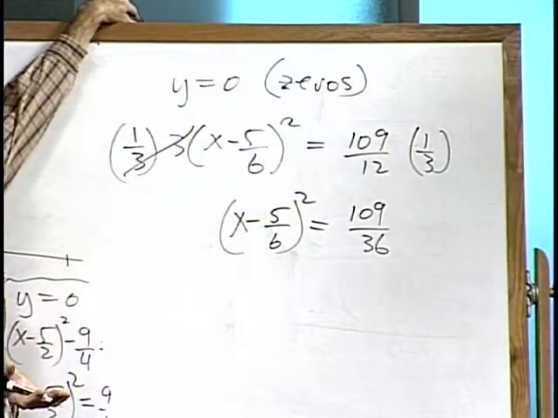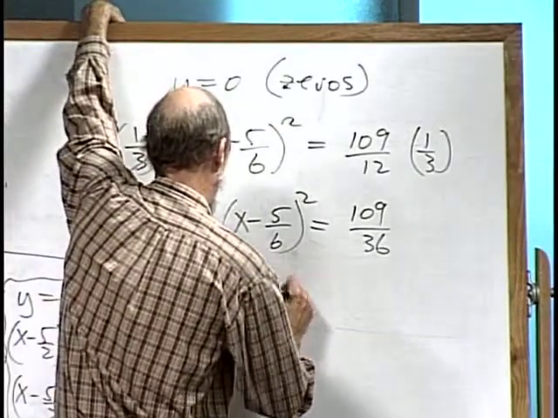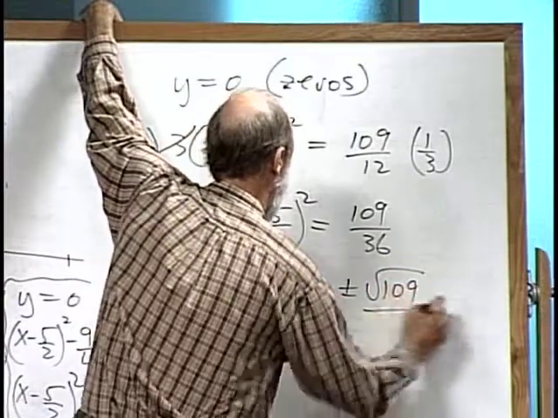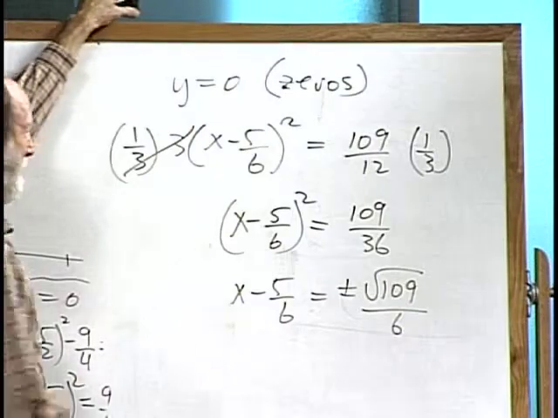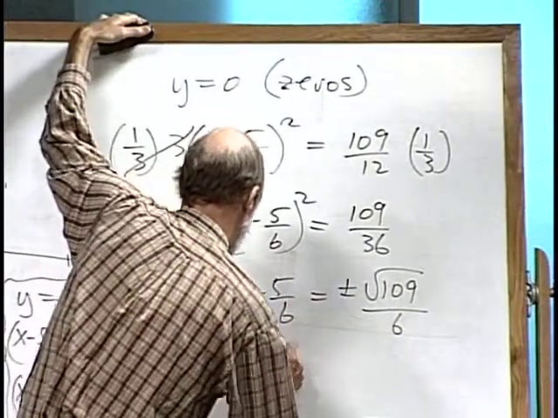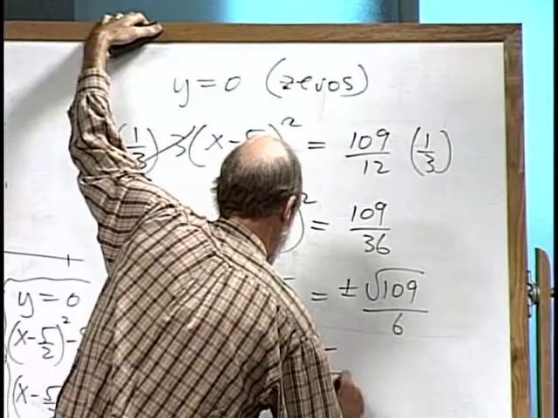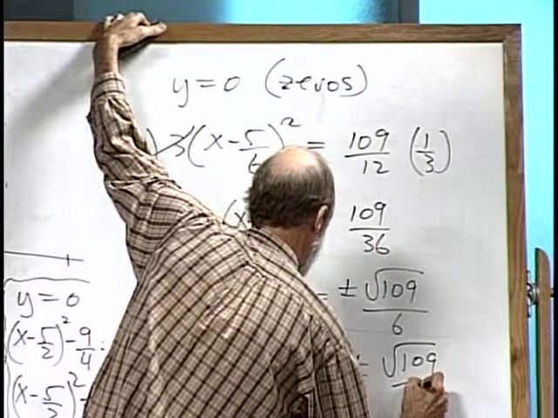Same process as we did earlier, except the numbers are just a little messier. And so x minus 5 sixths equals plus or minus the square root of 109, the square root of 36, you know, is 6. Move the 5 sixths over to the other side, and we get our answer: 5 sixths plus or minus the square root of 109 over 6.